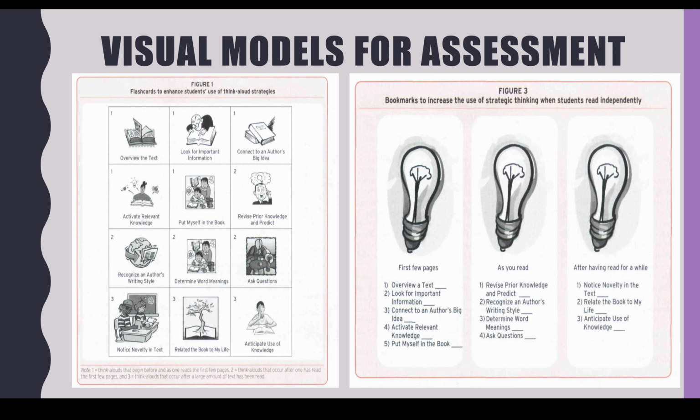The following examples are visual models that come from the research article titled ABCs of Performing Highly Effective Read-alouds by Block and Israel. The first figure are flashcards that students can use to remind them of what to look for and do while reading. The second figure are bookmarks that students can use to enhance their thinking while reading independently.